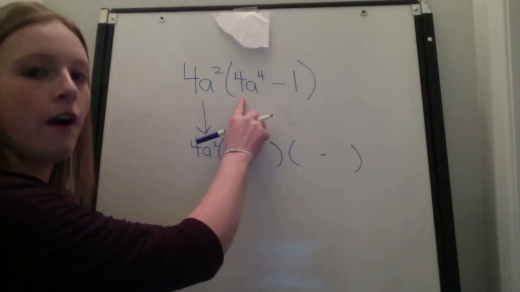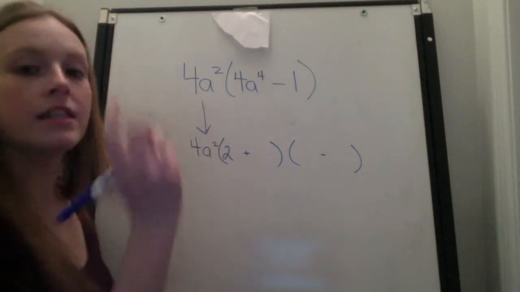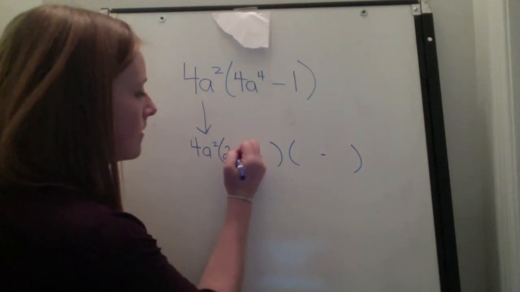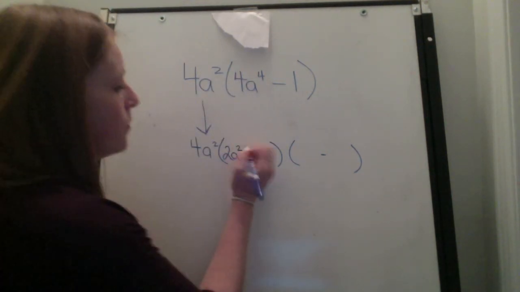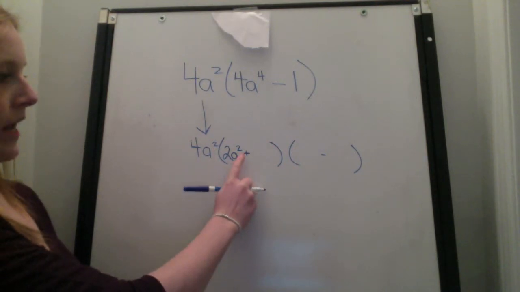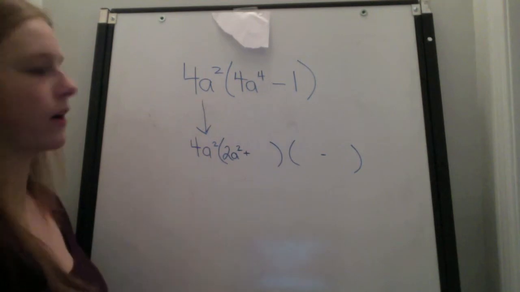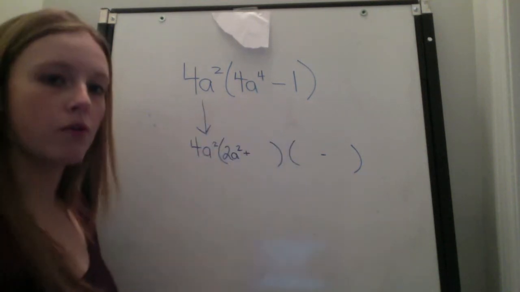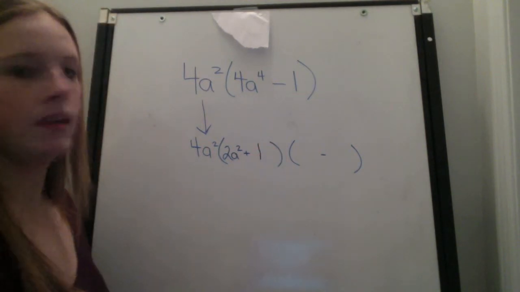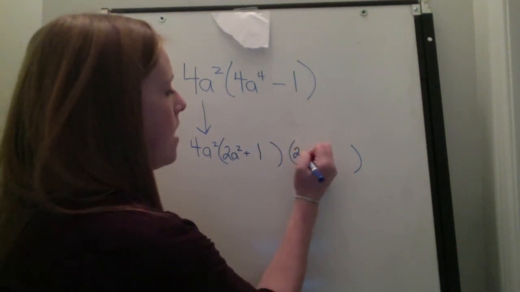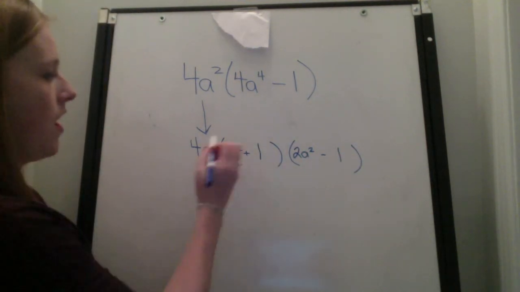The square root of 4 is 2. And we still are going to have the a. And the square root of this 4 is also 2. So we are going to have 2a squared as the square root of 4a to the power 4. Now, the square root of 1 is 1, so we just bring down 1. And the same is going to go in the other bracket to finish off our answer.